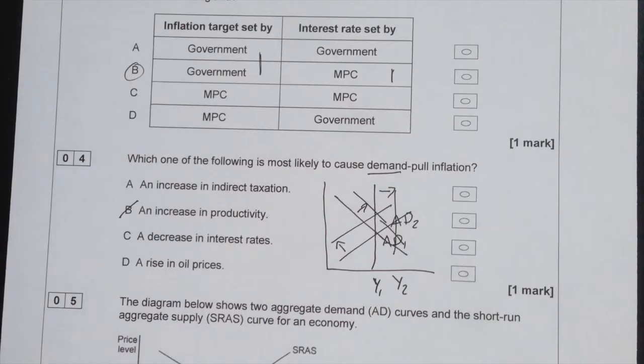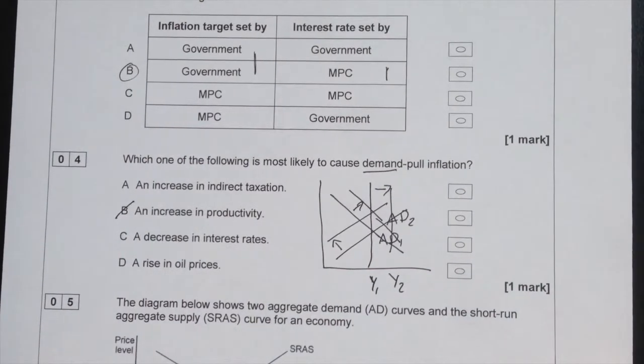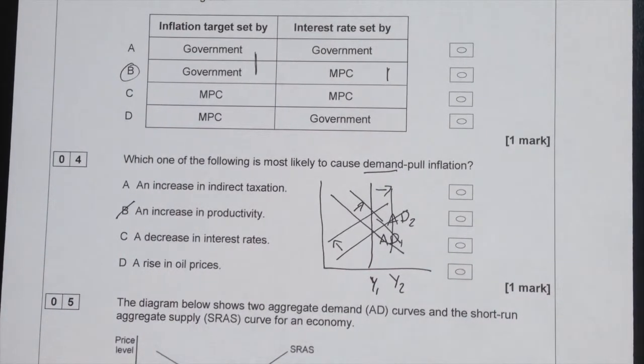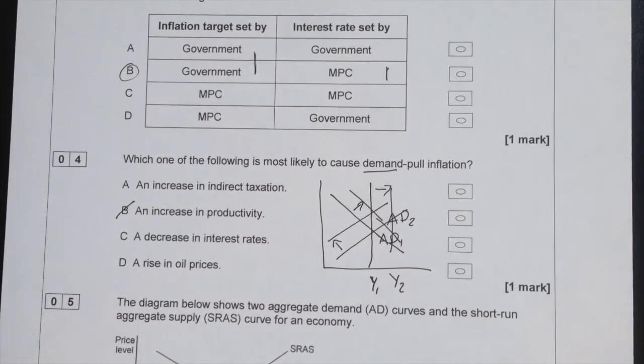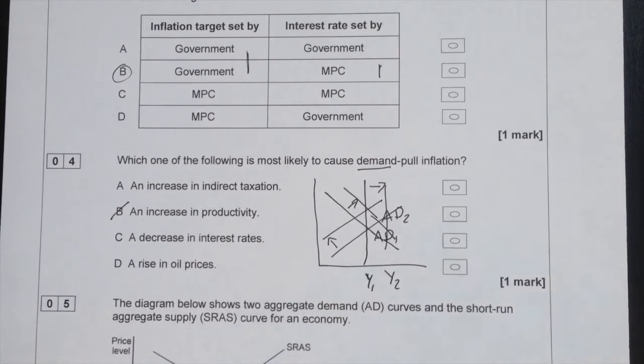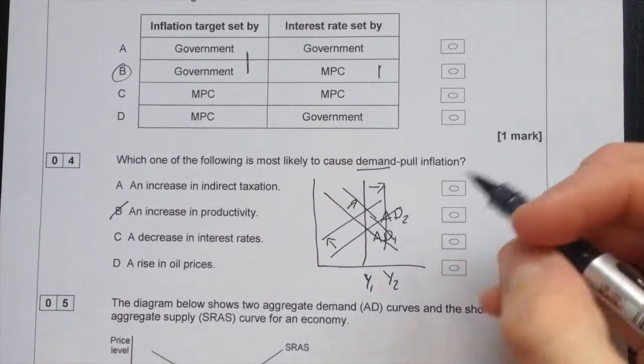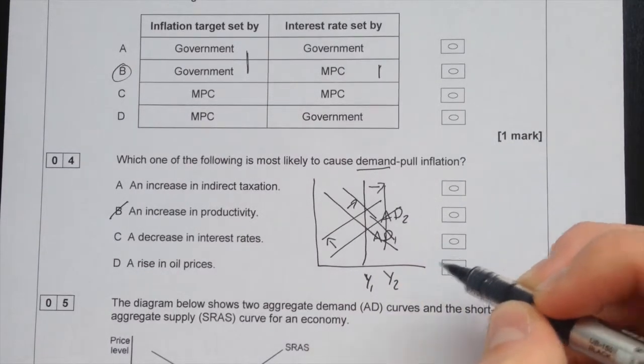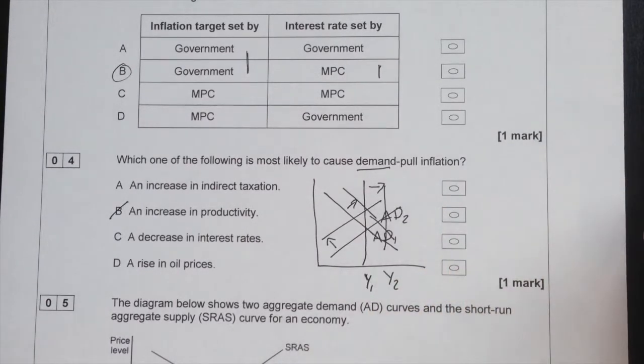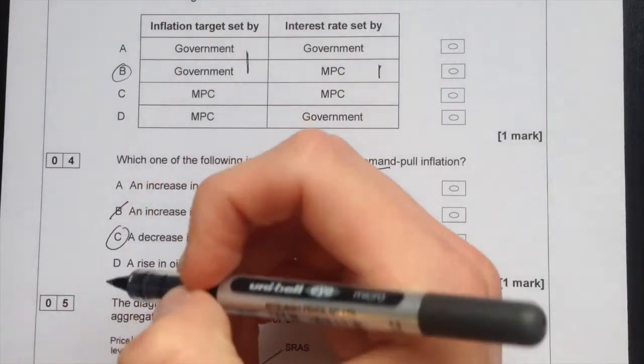If there's a decrease in the interest rate, individuals will be paying less on their mortgages, it'll be cheaper to borrow, there's less of an incentive to save because there's a lower interest rate, so there's less of a reward, so people will consume now rather than saving. So that would cause AD to shift outwards, which will cause demand pull inflation. So the answer to this one is C.